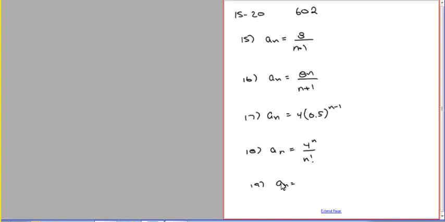So for example, this one right coming up here is just negative 1 to the n power. So when you have negative 1 raised to some power n or n plus something, it's always going to bounce around between positive and negative values and so forth. Same with this one.